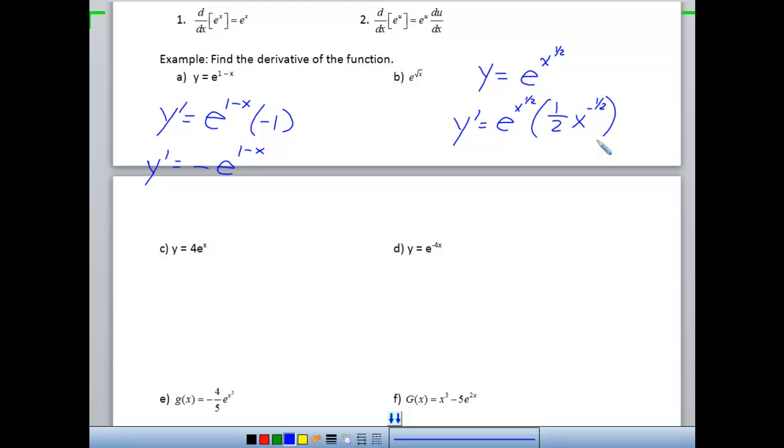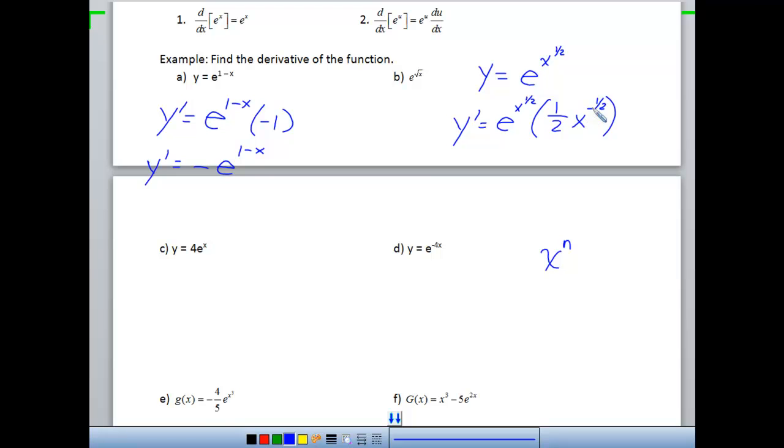Yes? Okay, I was taking the derivative of this piece, and since this is an exponent, this was just like any x to the n when I started to take the derivative of it. So I brought the 1/2 out front and then subtracted 1 from the exponent.